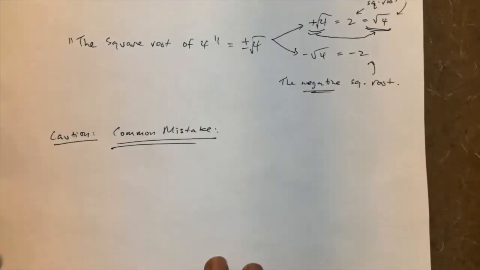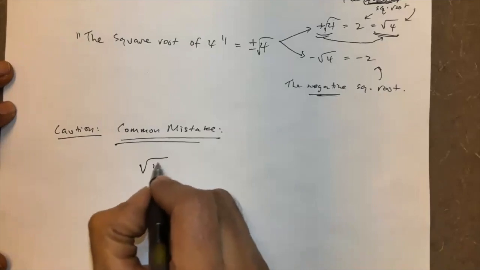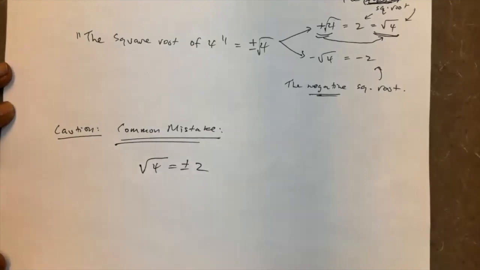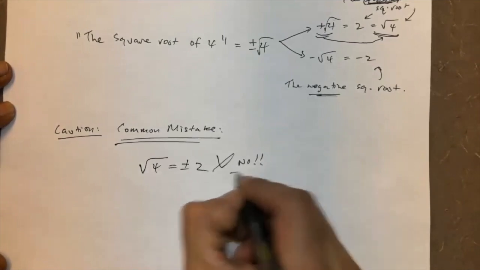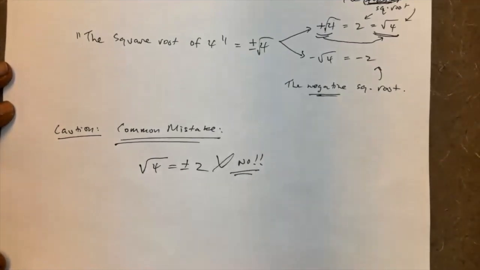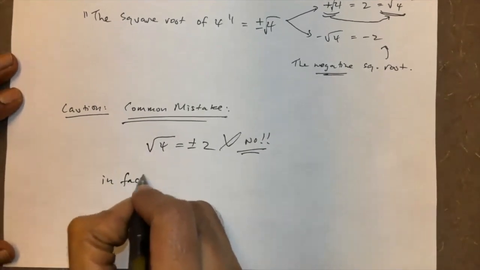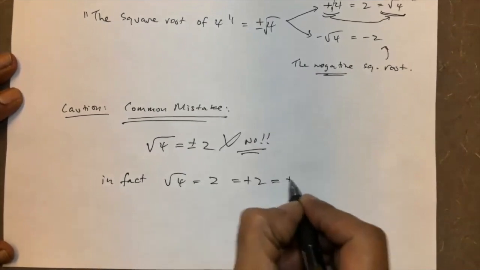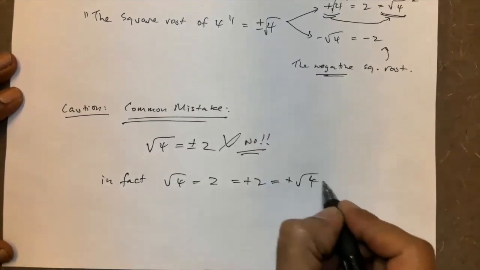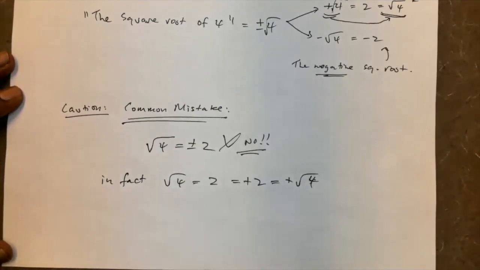So what I'm about to write down is incorrect. A lot of students will write this. That is wrong. What is correct is if you just write the radical symbol in 4, you should just get back 2, because that's asking for the positive root.